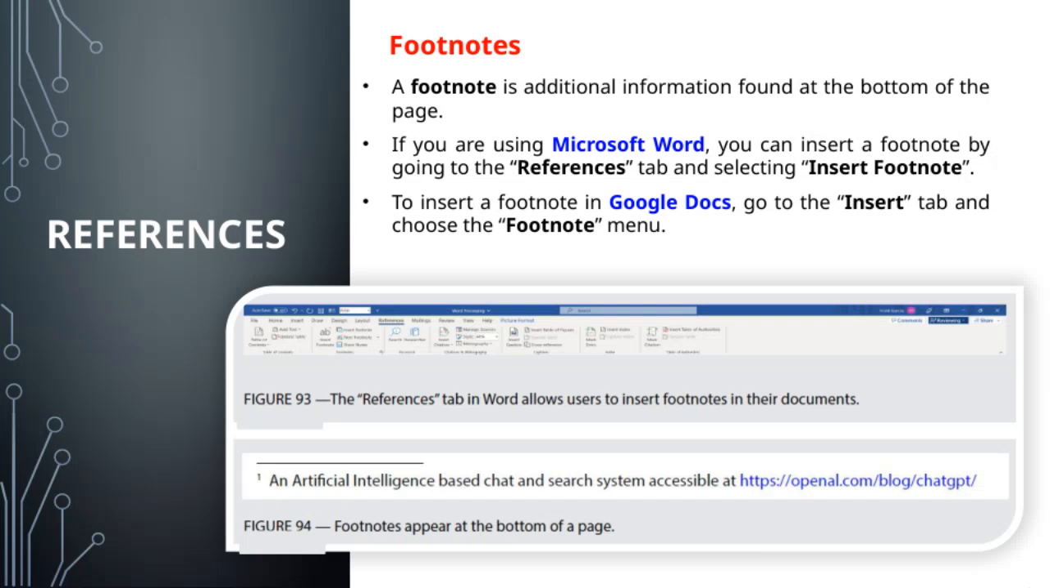Let's talk about footnotes. A footnote is simply additional information that you find at the bottom of a page. It's a handy way to include extra details without cluttering the main text. If you're working in Microsoft Word, inserting a footnote is straightforward. Just go to the References tab and select Insert Footnote. On the other hand, if you're using Google Docs, you can add a footnote by going to the Insert tab and choosing Footnote. Remember, footnotes are an excellent way to provide references or clarifications that support your main content, helping to keep your presentation clear and well-organized.